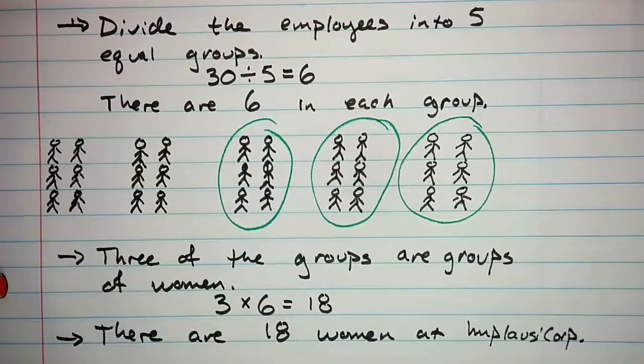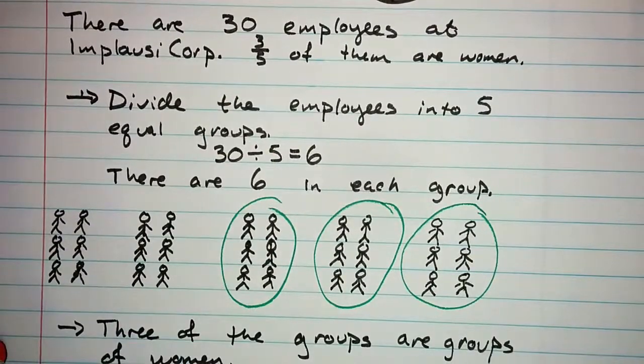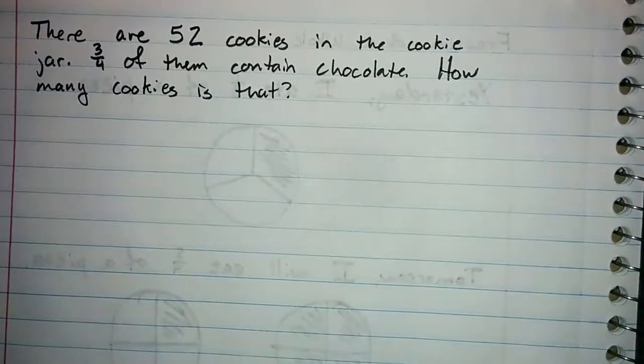I'm going to have you try one of these where you're taking a fraction of a group. There are 52 cookies in the cookie jar. 3/4 of them contain chocolate. How many cookies is that? Pause the video and try this now.